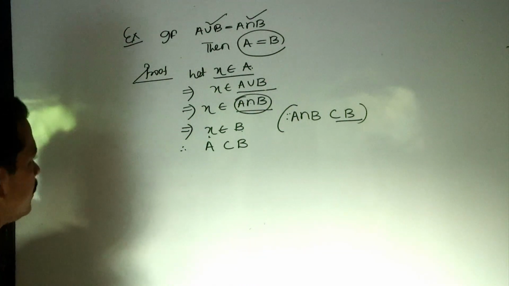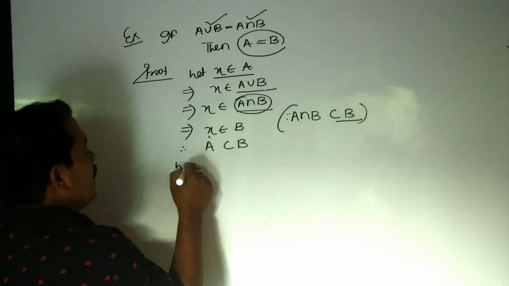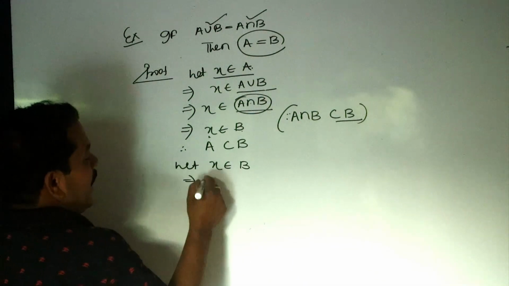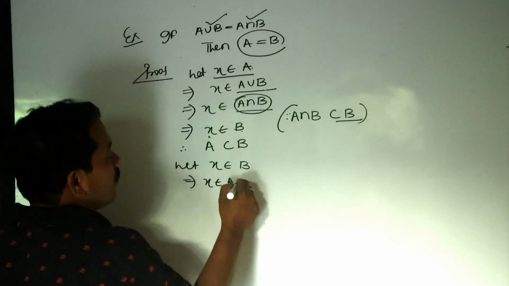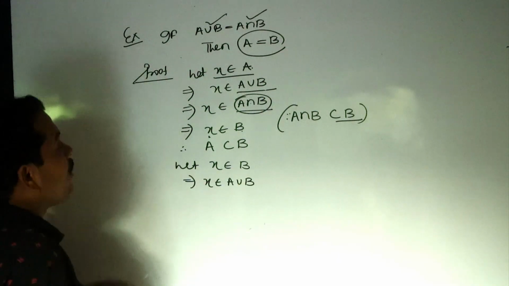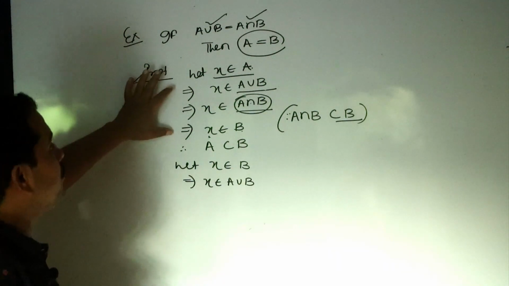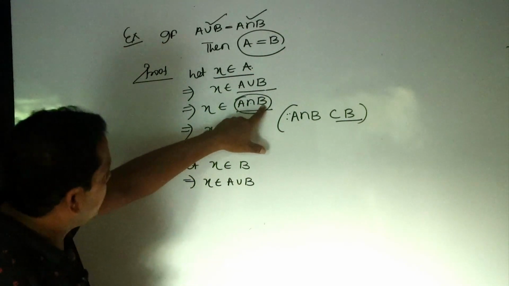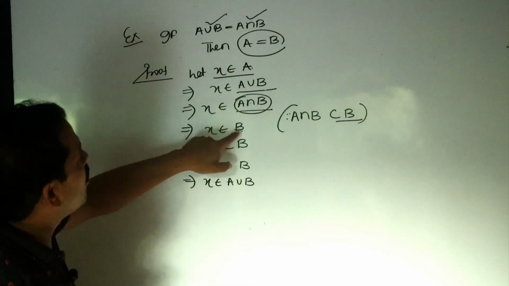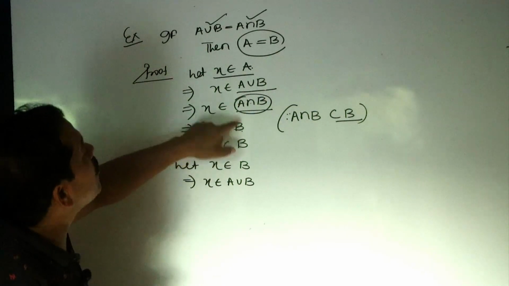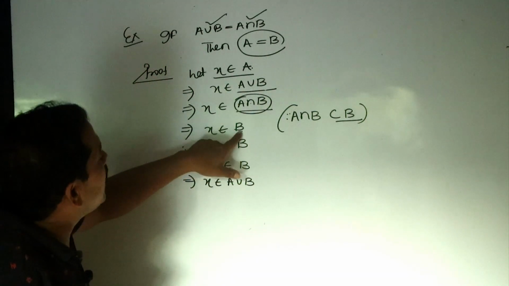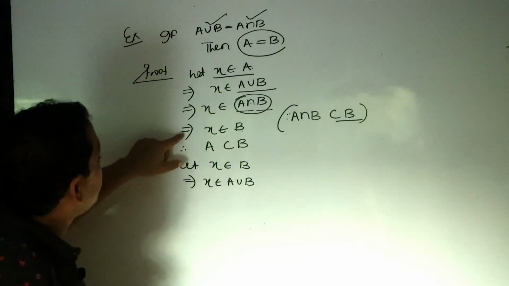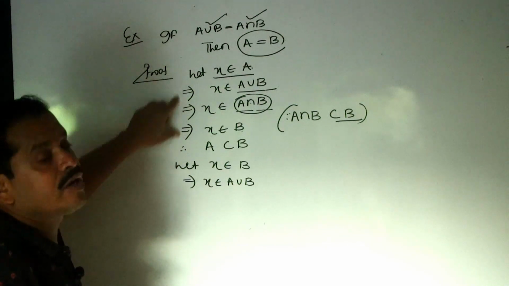That is one part. Similarly, let x belong to B. This implies x belongs to A union B. Here we cannot use double implication, because if x is an element of A intersection B, it is necessary that x belongs to B, but the converse is not true. If x is an element of B, it may or may not belong to A intersection B. So in this case, we cannot use double implication.